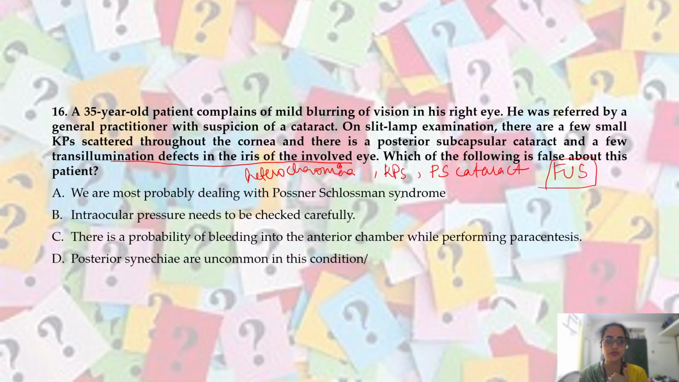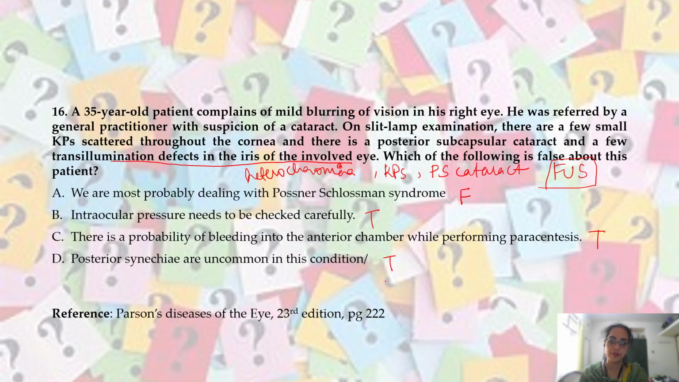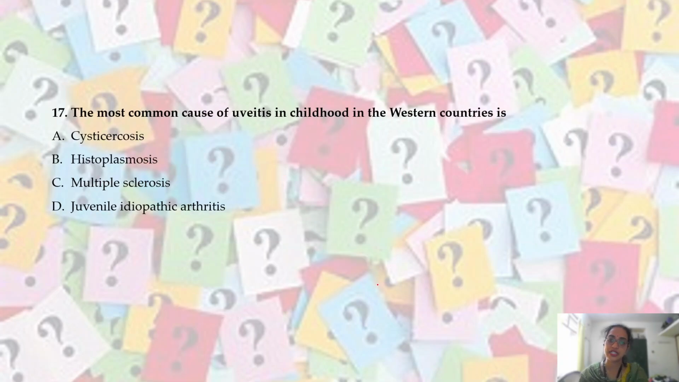Okay, so what is the false thing? You have to pick the false statement here. We are mostly dealing with Posner-Schlossman syndrome. No, we are dealing with Fuchs syndrome. Intraocular pressure needs to be checked carefully. Yes, we have to rule out glaucoma. There is a probability of bleeding into the anterior chamber. Amsler sign, yes, true. Posterior synechiae uncommon in this condition, true. So the right answer here is A. We are dealing with Fuchs heterochromic iridocyclitis.